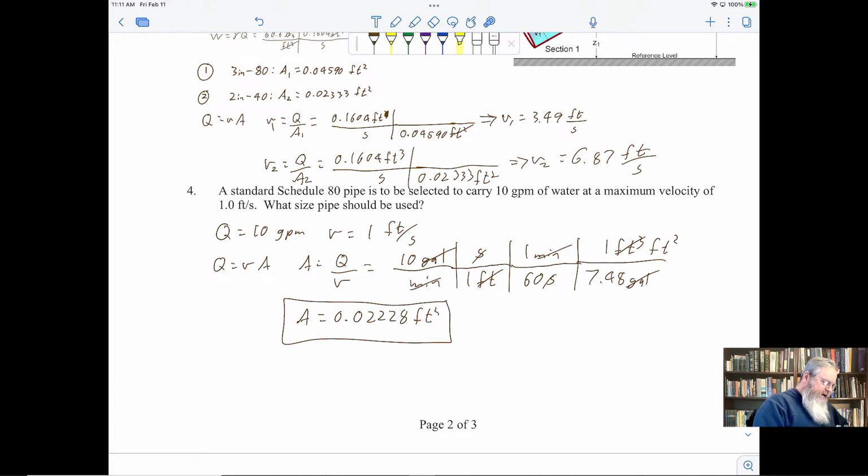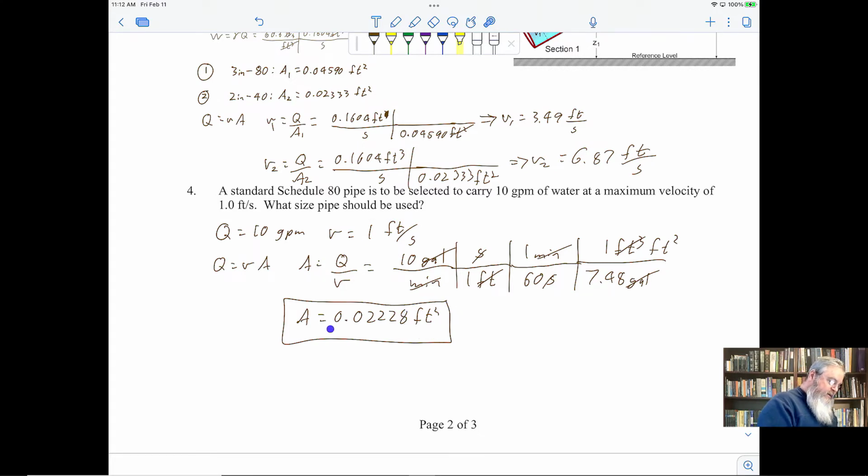Here's what we got. If we get a pipe with this area, when we put 10 GPM through it, we will get 1 foot per second of flow velocity. Well, that's well enough, but you won't get this exact size, because why would that be on the list of pipe sizes? So we need to find a pipe whose area is this or bigger, so that we get a speed of 1 foot per second or less.